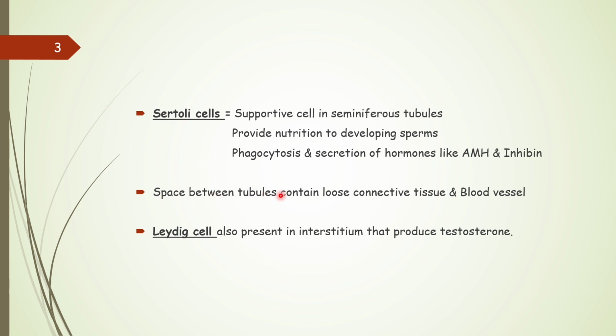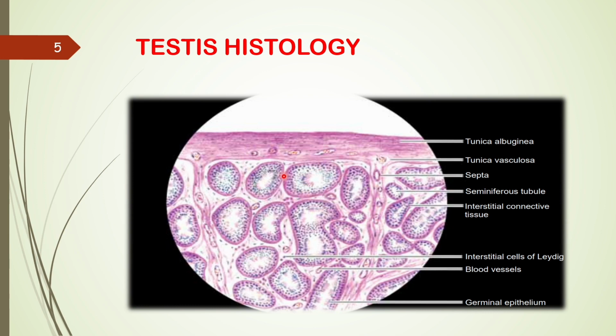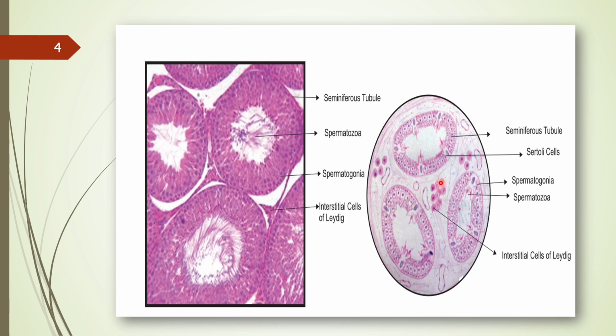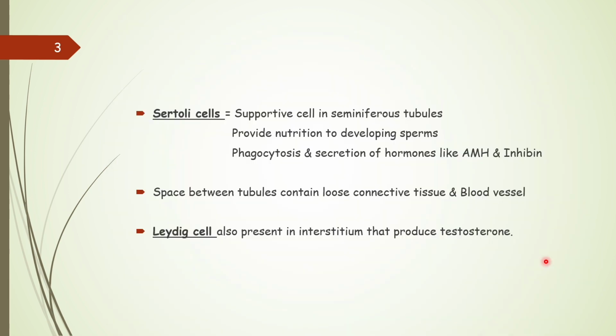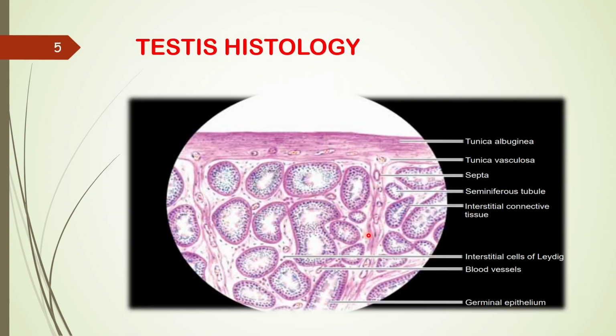The space between the tubules, made up of connective tissue and blood vessels, is known as the interstitium. This is the interstitium. Follow this laser pointer. This is the interstitium between the tubules. And if you observe carefully, the interstitium contains lots of cells with eosinophilic cytoplasm and well-defined borders. These are nothing but the interstitial cells of Leydig. The interstitial cells of Leydig secrete the male sex hormone, testosterone. Alright. So that was about the testicular histology.